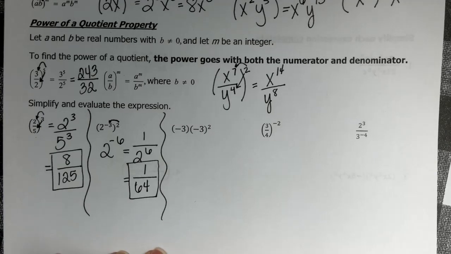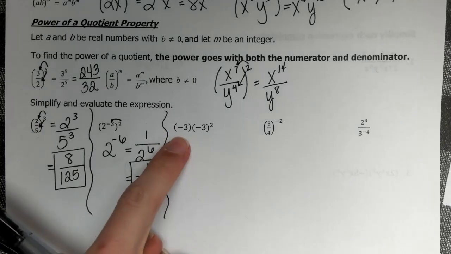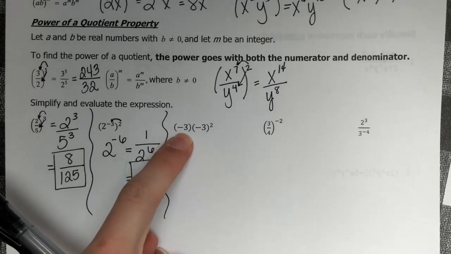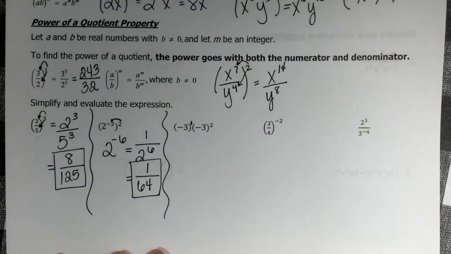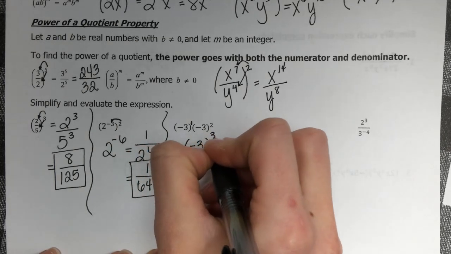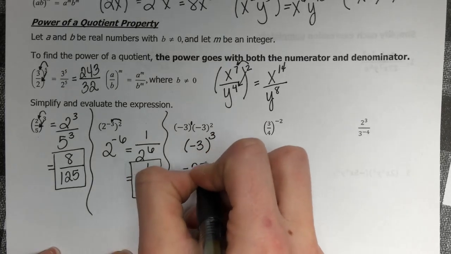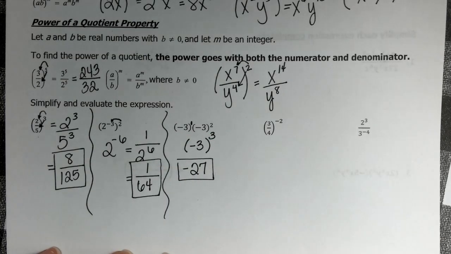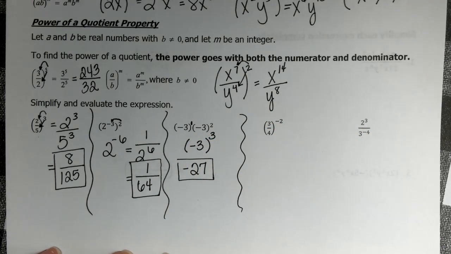Alright, now here I've got negative 3, and then I have negative 3 squared. What is happening with this first negative 3? What's my exponent? If I don't have one written, it's understood to be a 1. And then what operation is happening between those negative 3's? So what do I do with my exponents? Add them. Negative 3 to the third. Notice that the negative is part of my base. So you type it like that. All good so far? Do the next one.